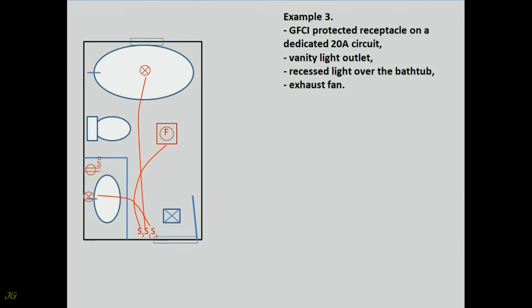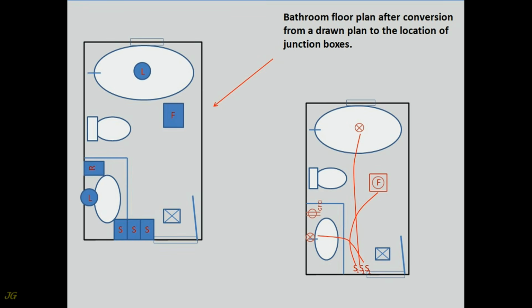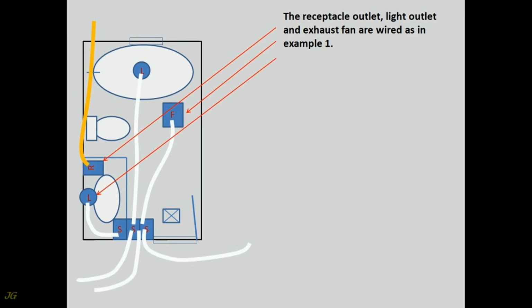Example 3. GFCI protected receptacle on a dedicated 20 amps circuit. Vanity light outlet. Recessed light over the bathtub. Exhaust fan. Bathroom floor plan after conversion from a drawn plan to the location of junction boxes. The receptacle outlet, light outlet and exhaust fan are wired as in example 1.